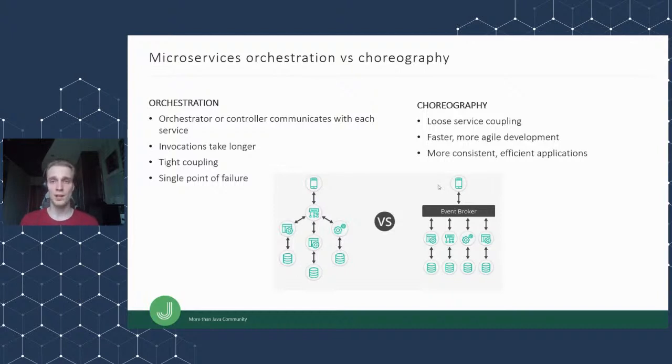to each other. And choreography gives us loose service coupling on the other side, and faster and more agile development, because every service is less dependent on others, for example, on an orchestrator. And it gives us more consistent and efficient applications that won't fail just because the orchestrator has failed.